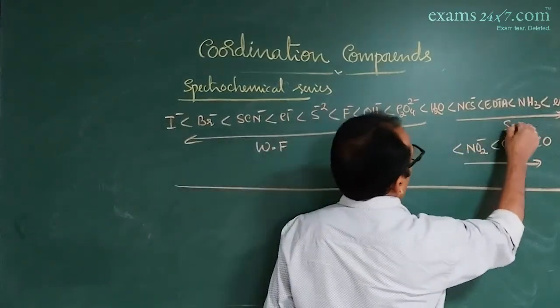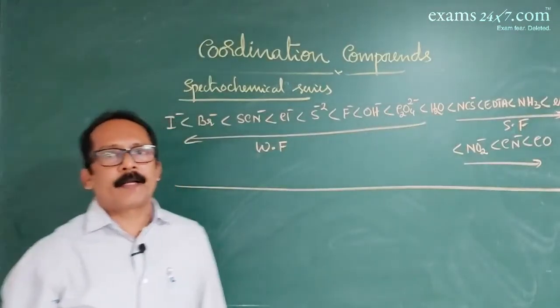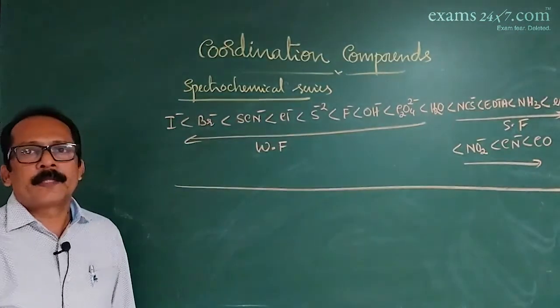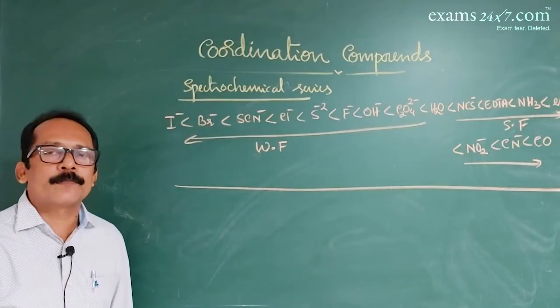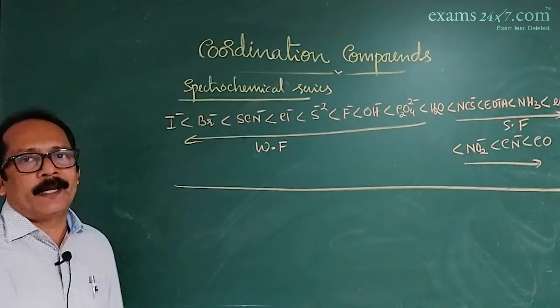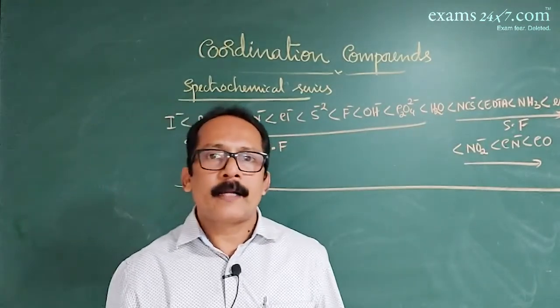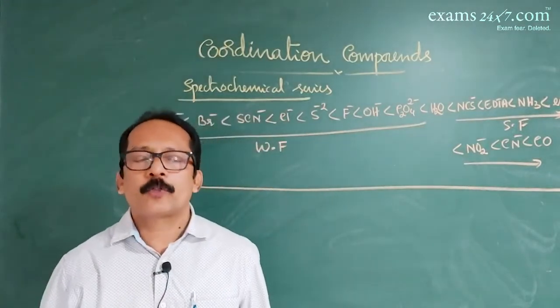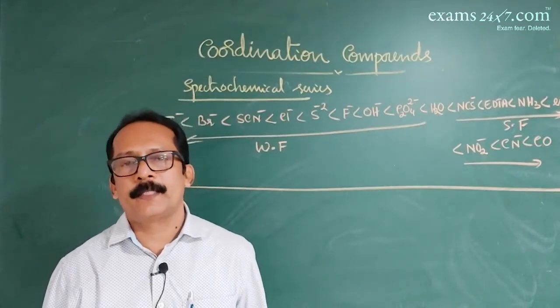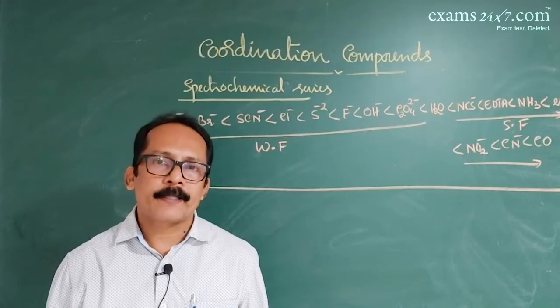These are strong field ligands. When a weak field ligand combines with the central metal atom or metal ion, there is no spin pairing and most of the complexes are paramagnetic. When a strong field ligand combines with the central metal atom or metal ion, there is spin pairing, and that depends on how the electronic configuration takes place in the complex. It exhibits diamagnetic or paramagnetic character.